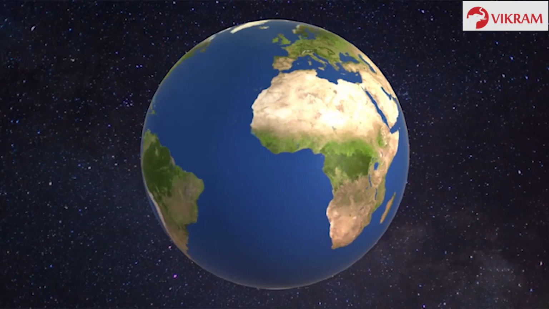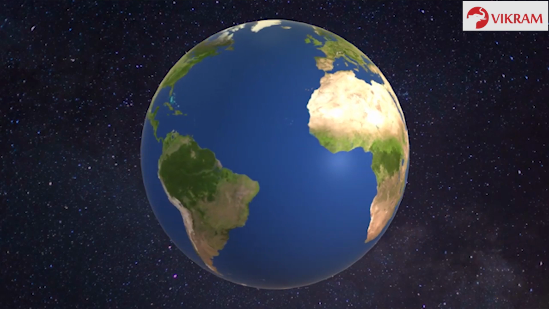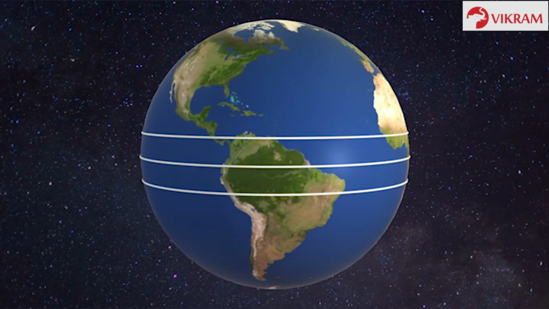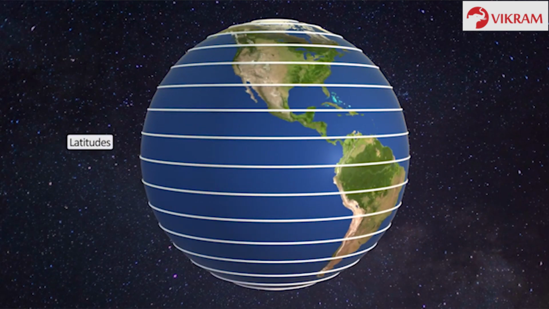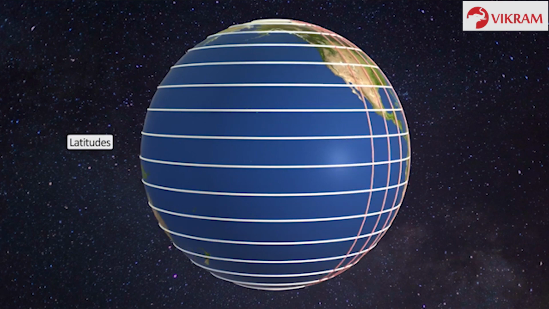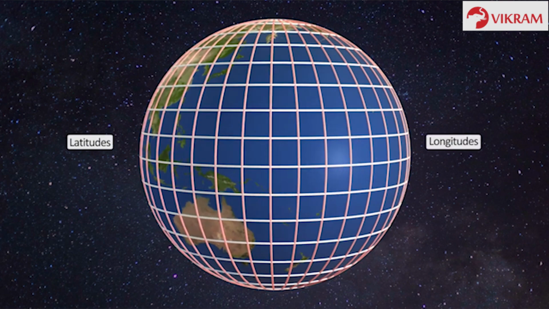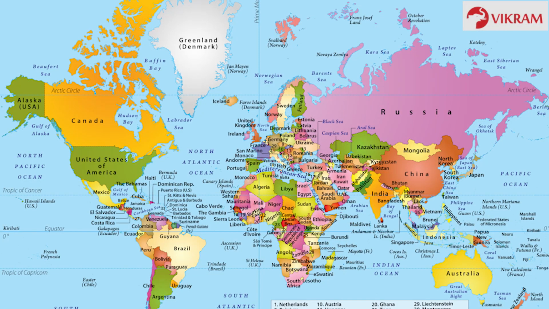Next question. What are latitudes and longitudes? They are the imaginary lines drawn on the globe vertically and horizontally. Those are called latitudes and longitudes. What is an atlas? It is nothing but maps.